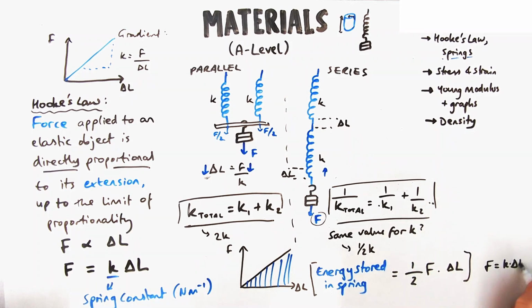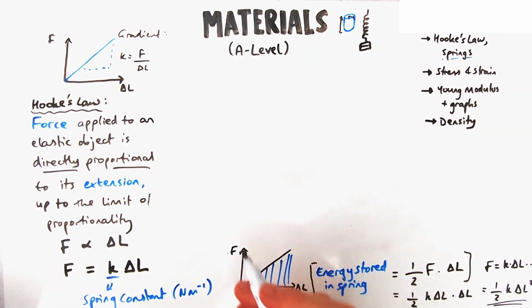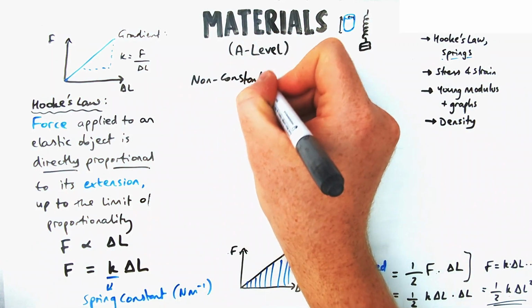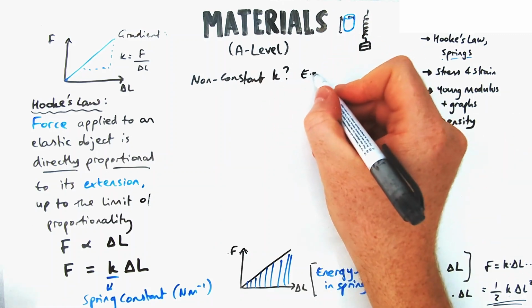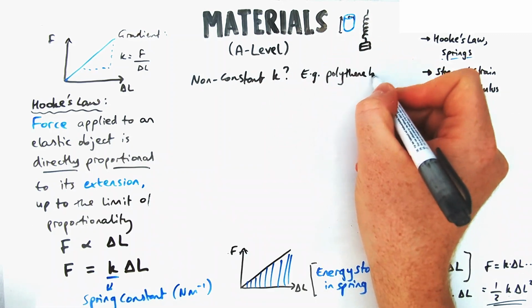I can replace F with K times delta L, and that gives me half times K, the spring constant, times the extension squared, which is an alternative way of calculating the energy stored in a spring. Now, force-extension graphs look a little bit different for materials that don't follow Hooke's law, or don't have a constant elastic constant or spring constant.